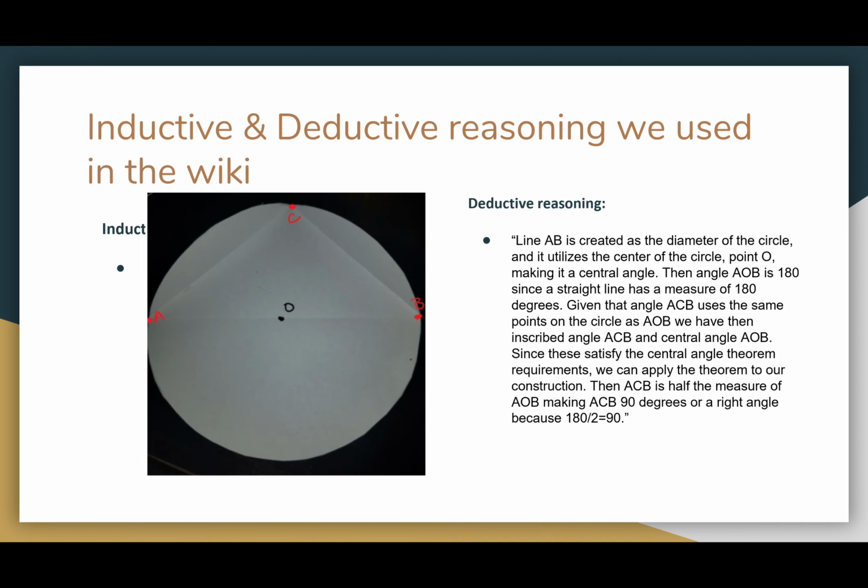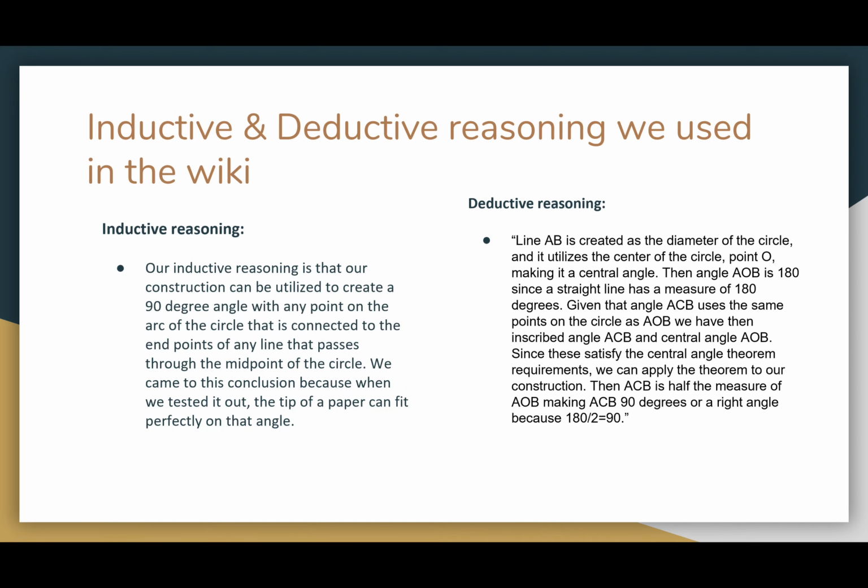Then in that case, AOB is 180 degrees since a straight line has a measure of 180 degrees. Given that angle ACB uses the same points on the circle as AOB, we have then inscribed angle ACB and central angle AOB. That means that ACB is going to be half of AOB.